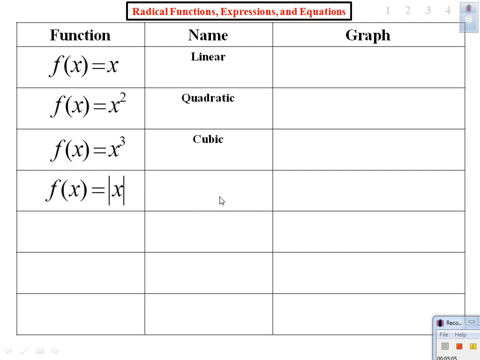What is the obvious thing that you see? Absolute value is correct. See if you remember what the graph looks like for that one. Here goes the next one. F of x equals 1 over x.